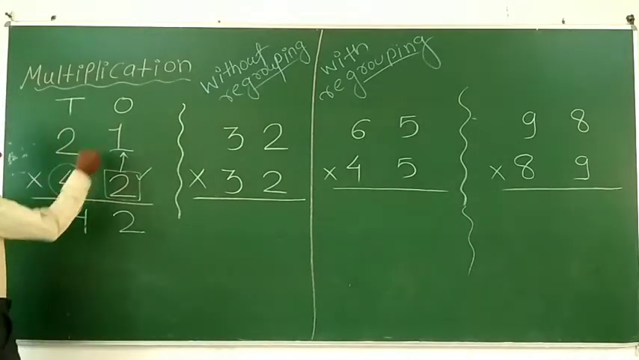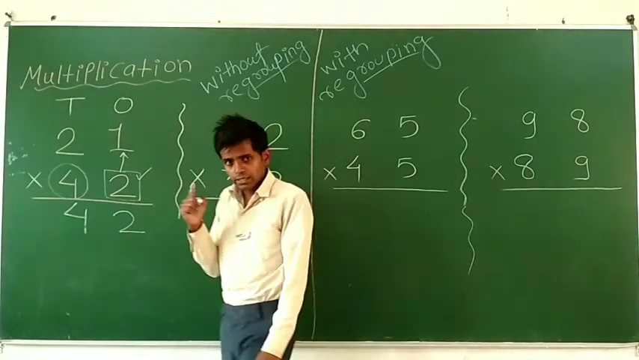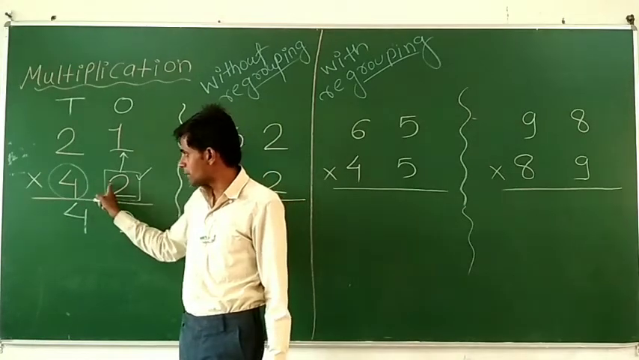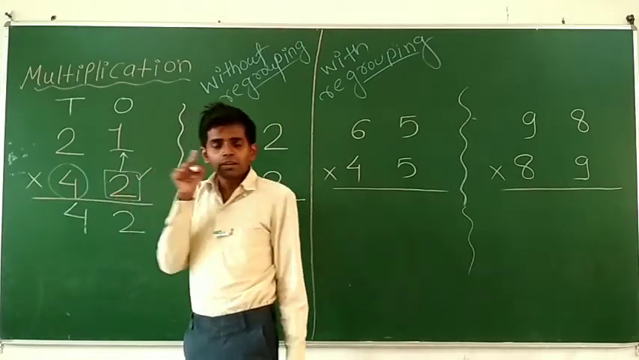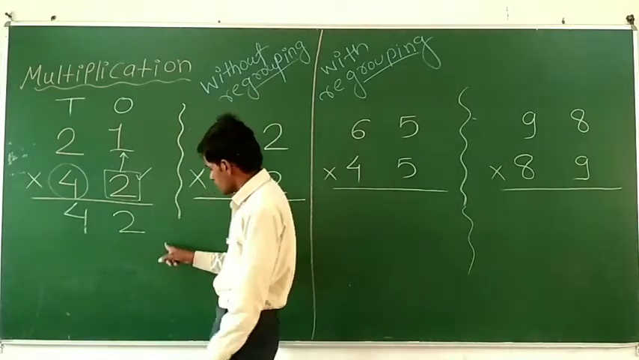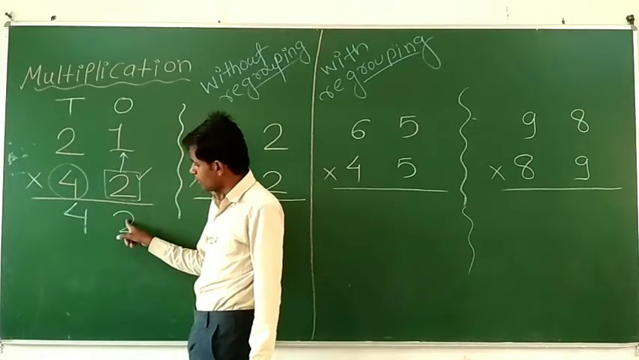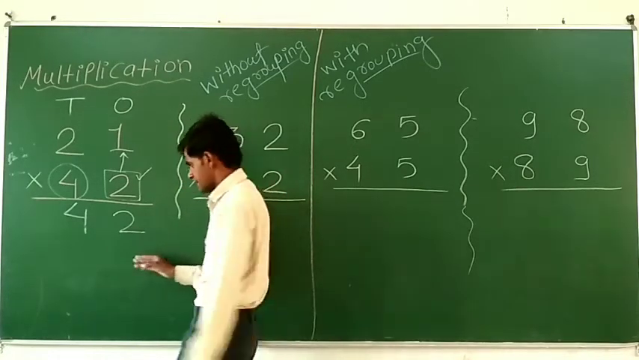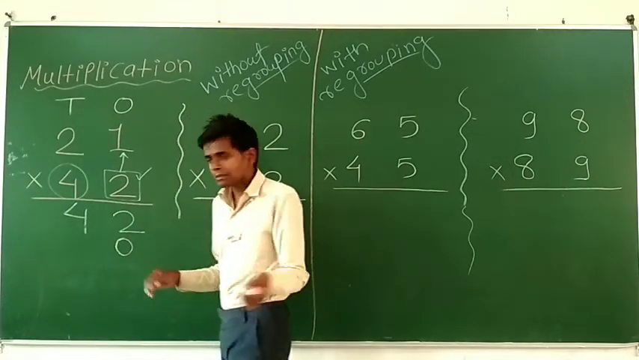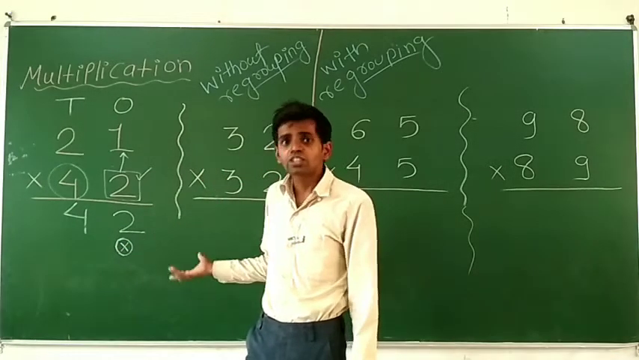When we multiply by this 4, we are not multiplying by 4, we have to multiply by 4 tens. So always remember that when you use the second digit, we have to write an extra 0 at the ones place. Don't write it here, we have to write it just below the first number, at the ones place. We will write 0 here, or for simplicity you can write a cross 0.